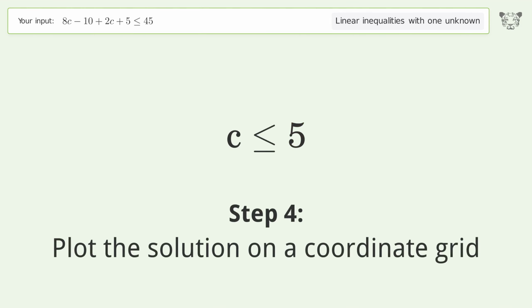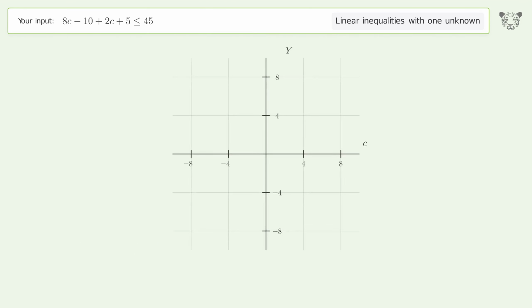Plot the solution on a coordinate grid. And so the final result is c equal or smaller than 5.